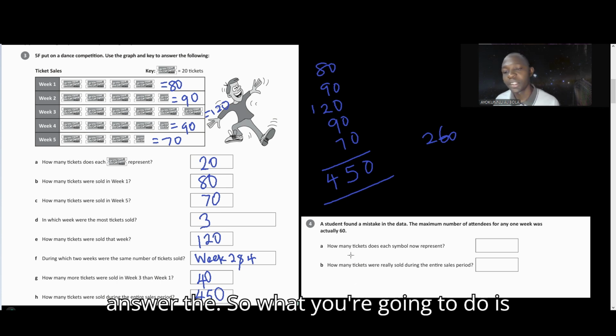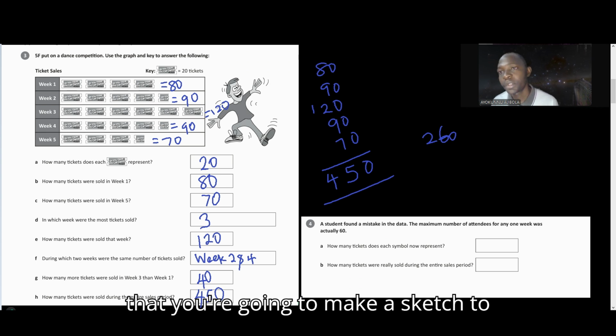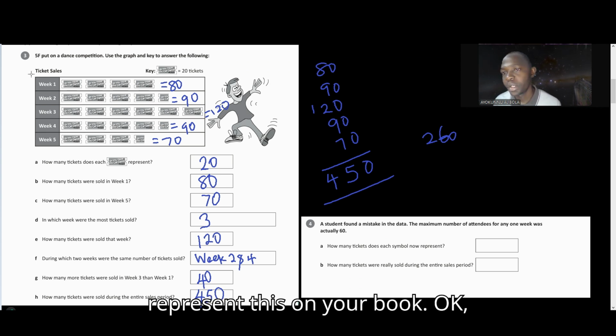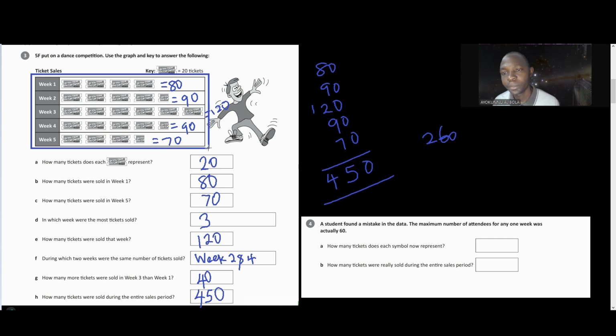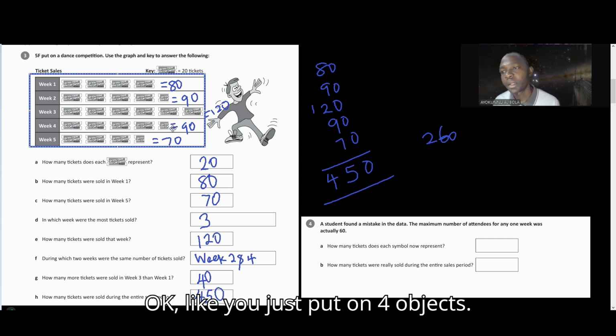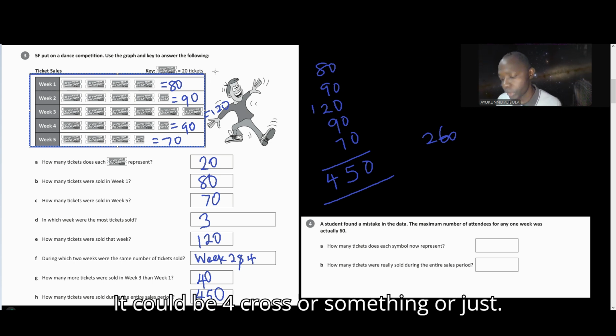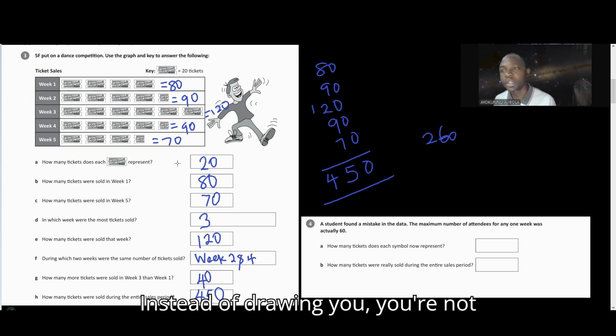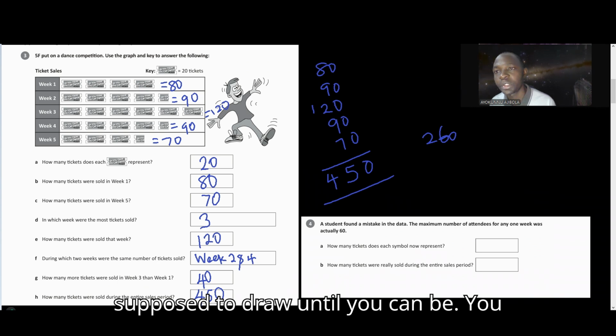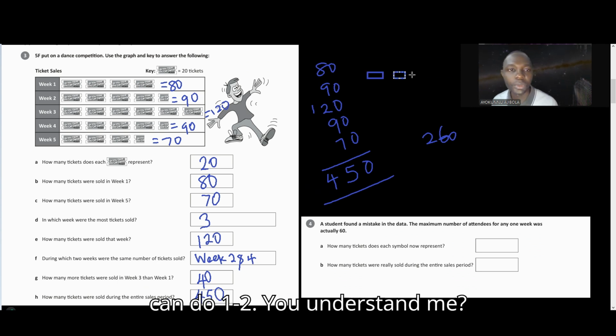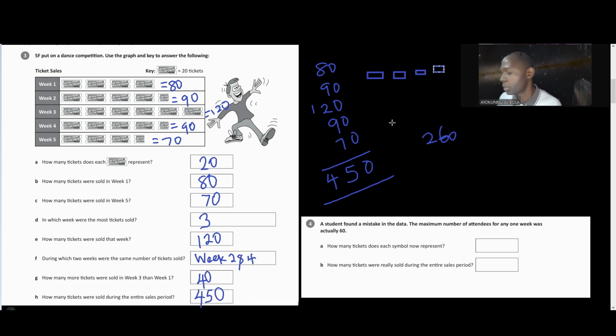So what you're going to do is make a sketch to represent this in your book, okay? Like you just put down four objects. It could be four crosses or something. Instead of drawing, you're not supposed to draw any ticket. Maybe you can do one, two. You understand me?